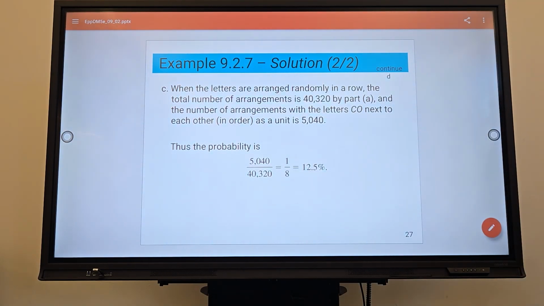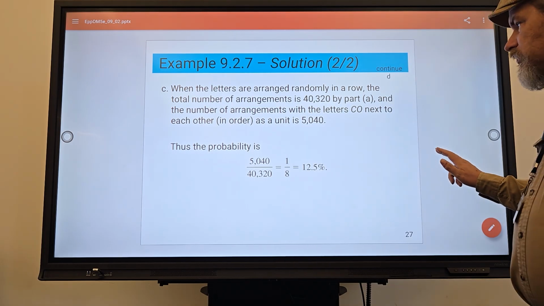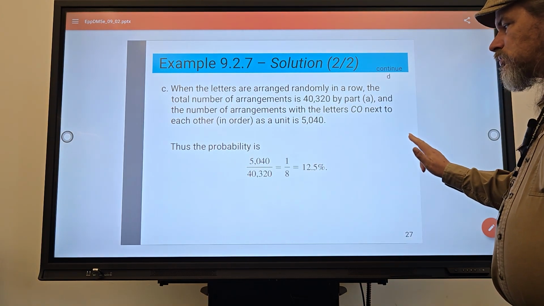When the letters are arranged randomly in a row, the total number of arrangements is 40,000-ish. And the number of arrangements with CO next to each other in order, as a unit, is 5,000-ish. Thus, the probability is approximately 12.5% that CO is going to be next to each other.